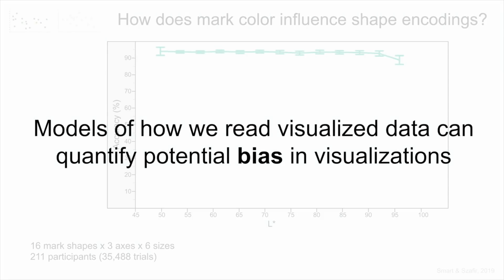So the takeaway here is that modeling how we read visualized data can actually help us to identify and account for potential biases in visualizations that are introduced by interactions between different dimensions of a data set. We can actually use these models to predict and correct for these errors in practice, and I'd be happy to talk about some systems that we've been building to do this offline.